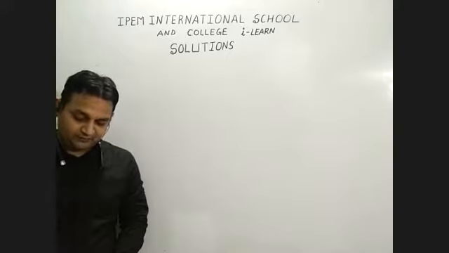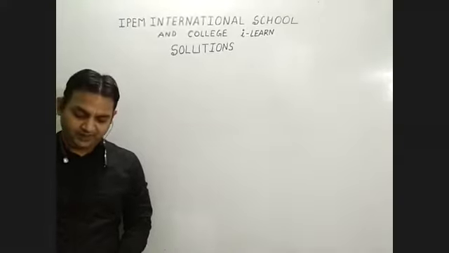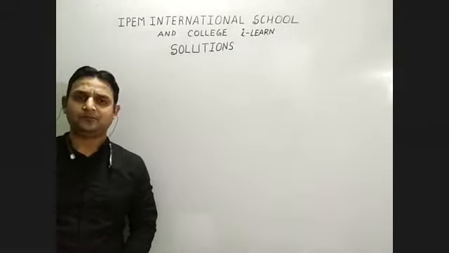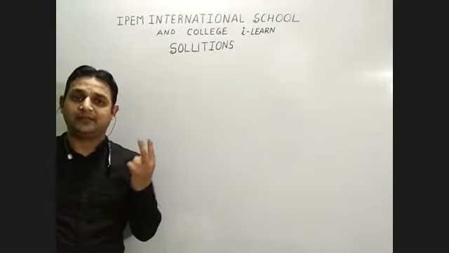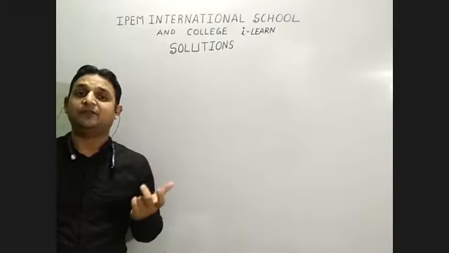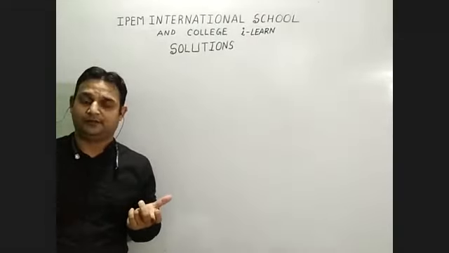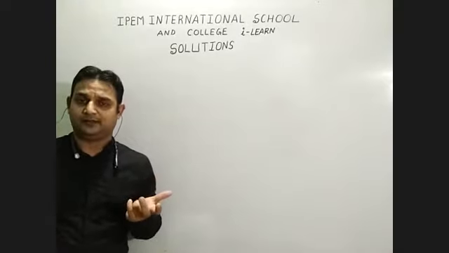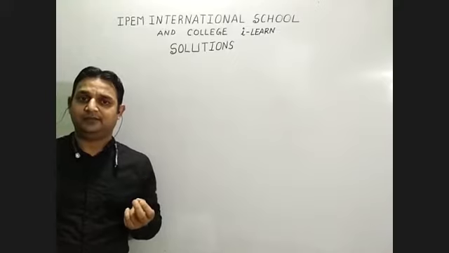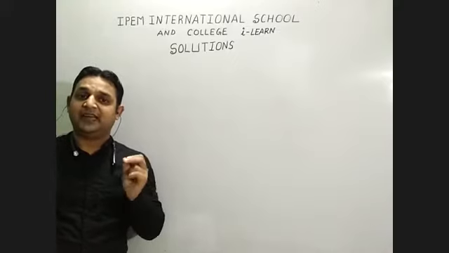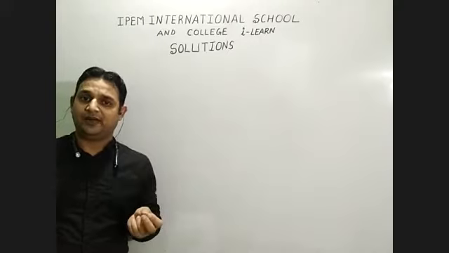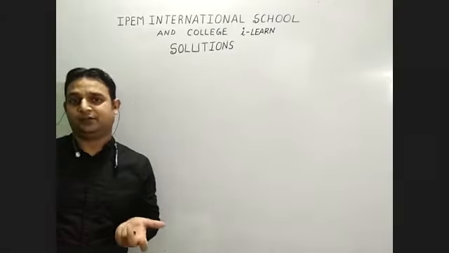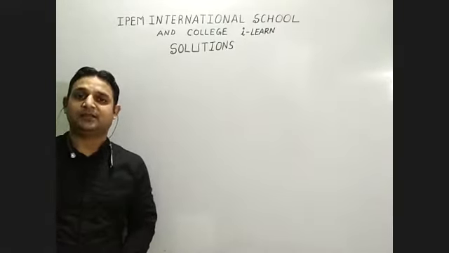What causes deviation from ideal behavior? Why does the deviation take place? So deviations are of 2 types, positive as well as negative deviation, and that will depend upon the intermolecular forces. You have 2 liquids, suppose A and B. If the intermolecular forces of A and B are equal to those between the molecules of A or the molecules of B, then it will be an ideal solution. If it is not, then it comes under the non-ideal solution.